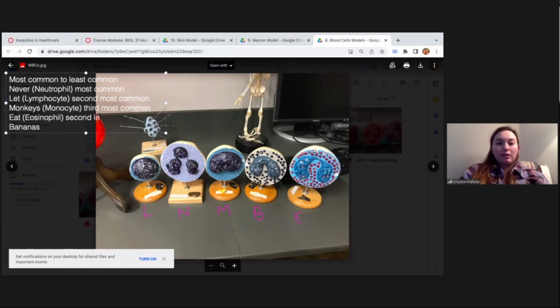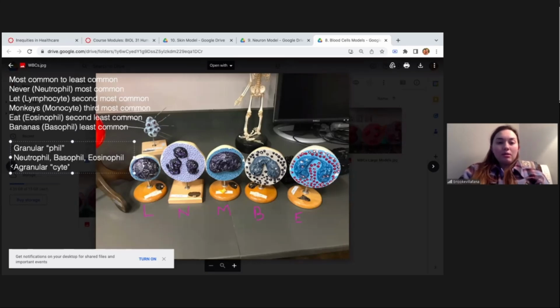This would be the second least common. And then basophil would be the least common. You also need to know which ones are granular. Granular is everything ending in phil, so that would be neutrophil, basophil, eosinophil. Agranular are the rest, so that's monocyte, lymphocyte.